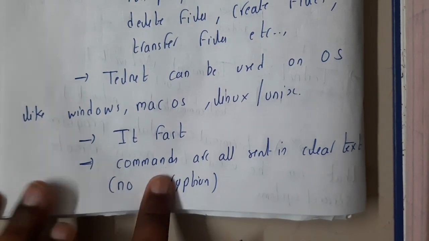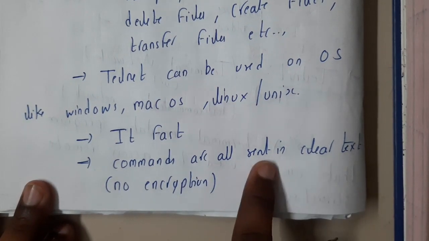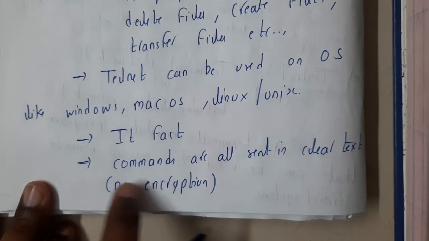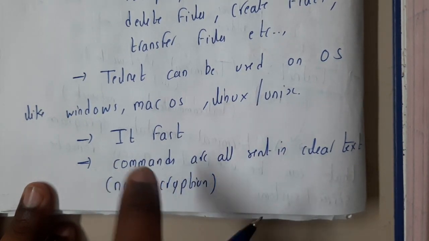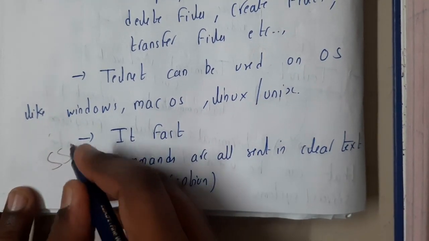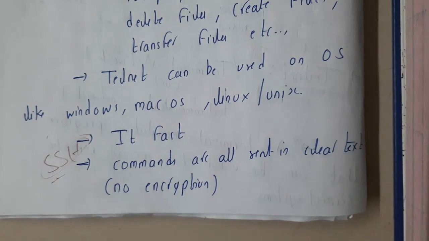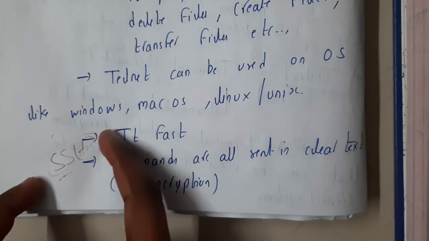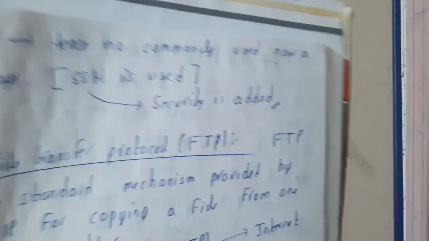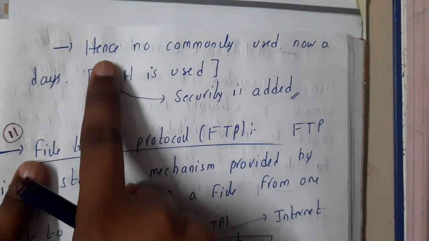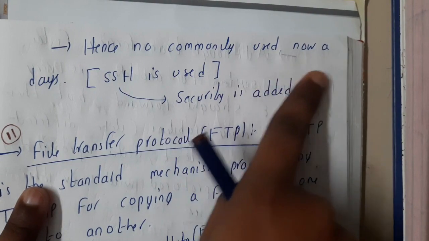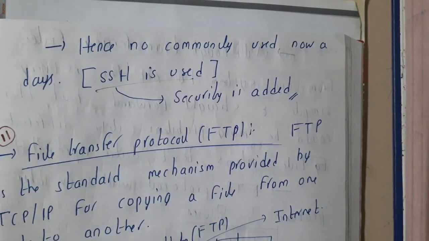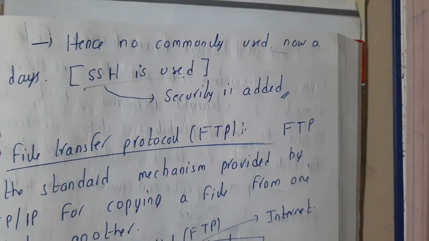Similarly, it is fast. But commands are sent in clear text, not encrypted. So this is a drawback, guys, please remember this. For resolving this drawback, SSH came. This is nothing but Secure Shell. So basically the telnet drawbacks brought SSH. Hence telnet is not commonly used, and nowadays we are using SSH, where security is additionally added.